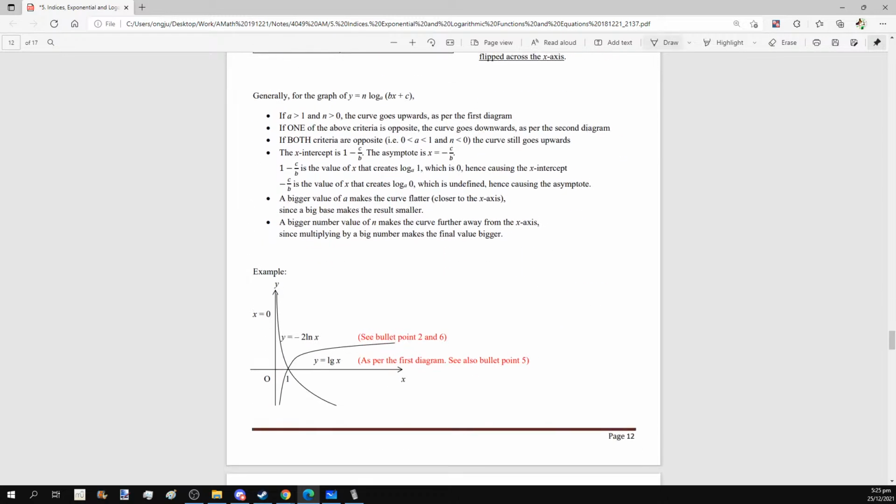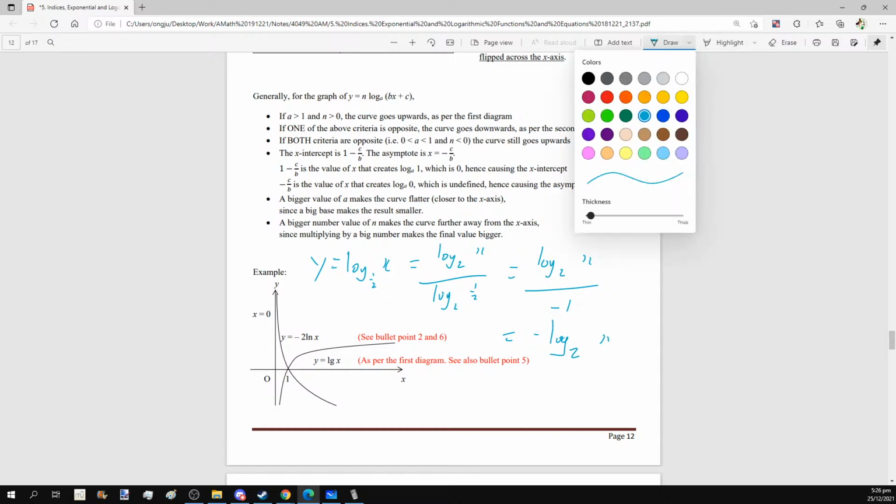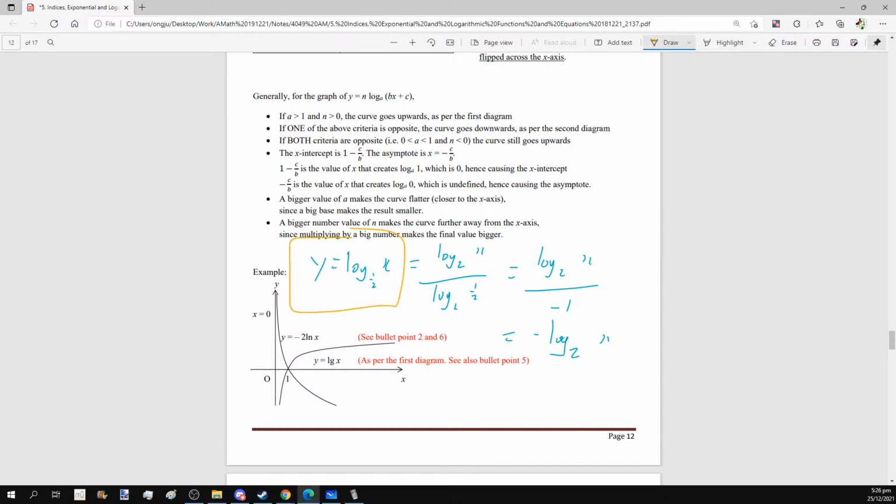As a simple demonstration, I want you to consider y equals to log half x. We can actually change this into log 2x over log 2 half, which then changes to log 2x over negative 1. In other words, negative log 2x. Do you notice that having the base a be lesser than 1 actually creates a negative sign? And therefore, the graph will be flipped vertically, just like if I added a negative sign.